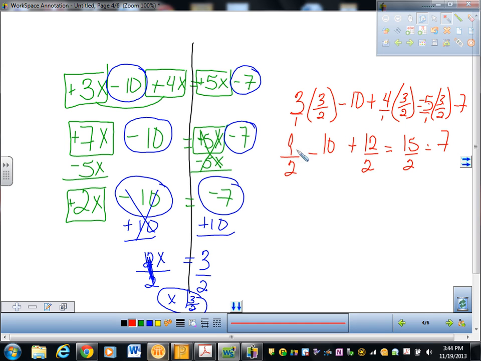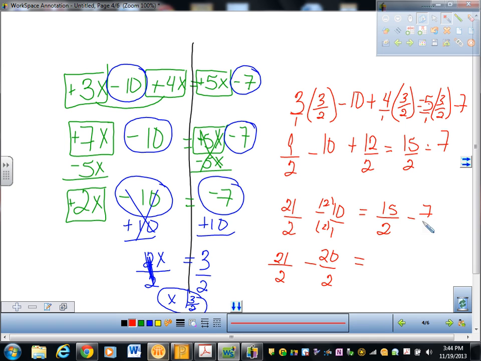So I've got 9 halves and 12 halves. I can do those fractions because I've got the same denominator there. I keep the denominator the same, and 9 plus 12 is 21, minus 10 equals 15 halves, minus 7. Well, I can't do anything with that because this one has a denominator of 1. And to make it 2, I have to multiply by 2. And what I do to the bottom, I do to the top. So now I have 21 halves minus 2 times 10 is 20, and 2 times 1 is 2.